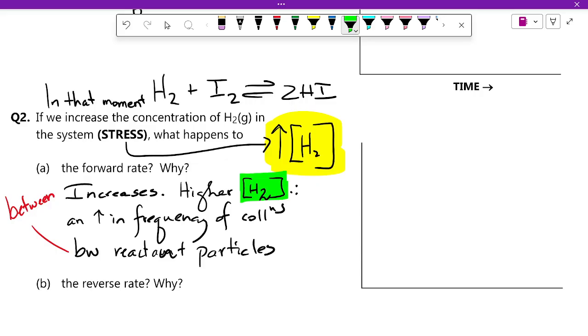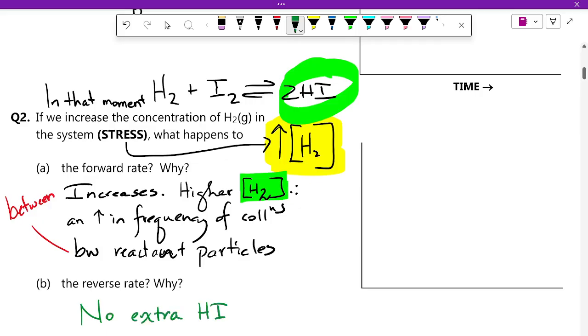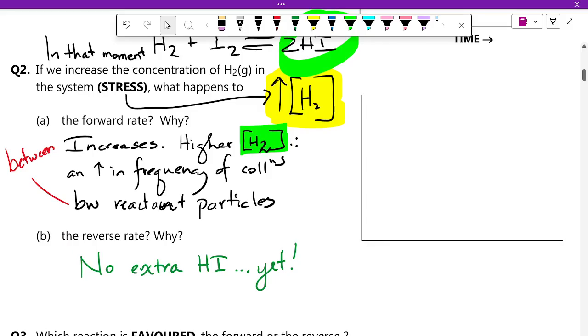Let's vote. Reverse rate: increases, decreases, stays the same? I don't know yet. 5, 4, 3, 2, vote. It's okay to say, I don't know yet. In that moment, when we have added extra H2, have we done anything to the concentration of HI? No, we have not yet. There's no extra HI yet. And therefore, that rate stays the same.